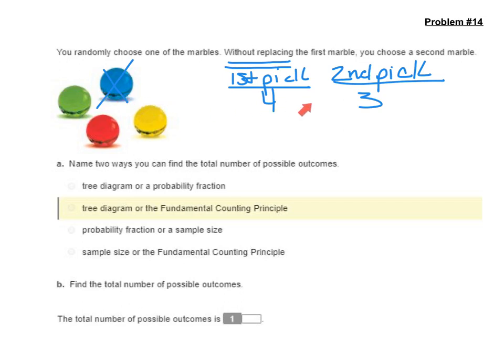So that means that when we do the fundamental counting principle, we're going to do 4 times 3, which would be 12. So the answer to the second part of the question would be to find the total number of possible outcomes, and that would be 12, not 16. Now, the 2 ways, part A, that you can find the total number of possible outcomes, the same ways we've been doing. You're going to either use a tree diagram or the fundamental counting principle.